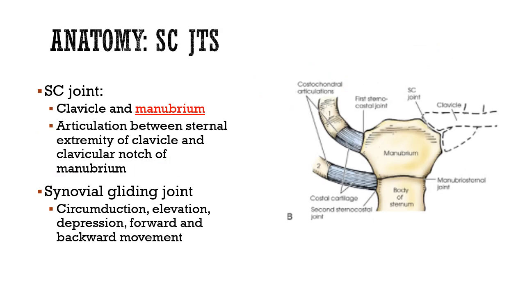The SC joint is a joining of the clavicle and the manubrium. It's the articulation of the sternal extremity of the clavicle and the clavicular notch of the manubrium. It's a synovial gliding joint as well. It has circumduction, elevation, depression, and forward and backward motion movements.